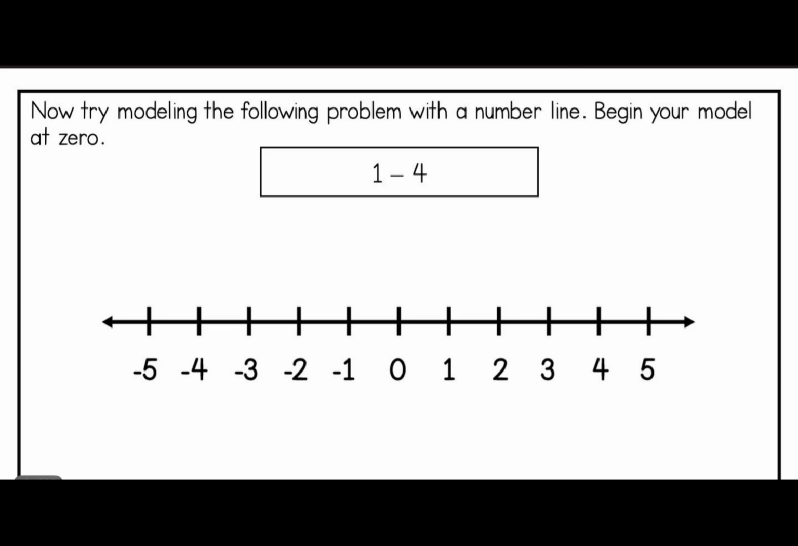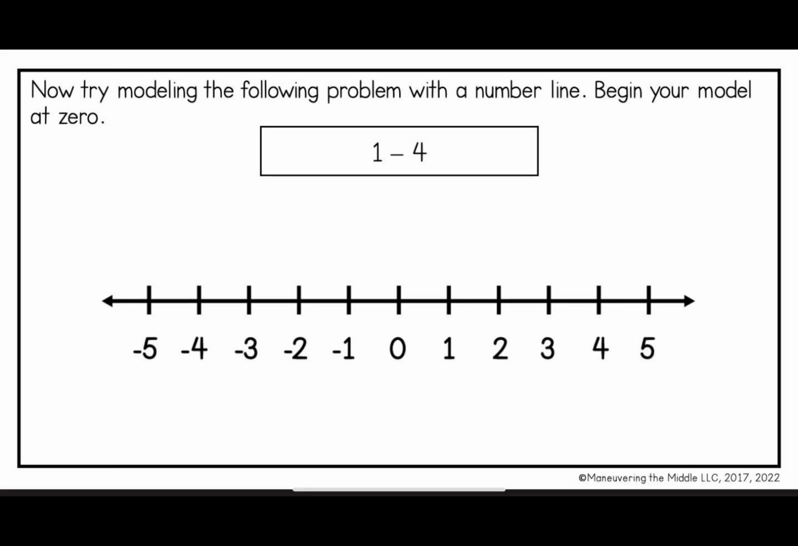All right, so now let's try to model this on a number line. So when we do these on the number line, it is no different. We are still subtracting. However, this sign here no longer means take away. This sign means go the opposite direction.